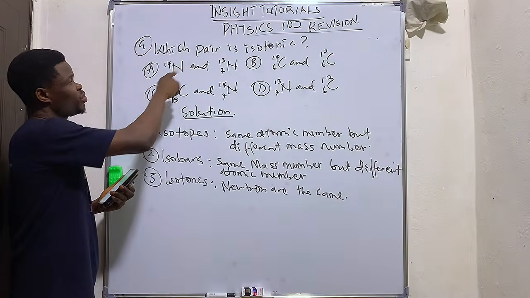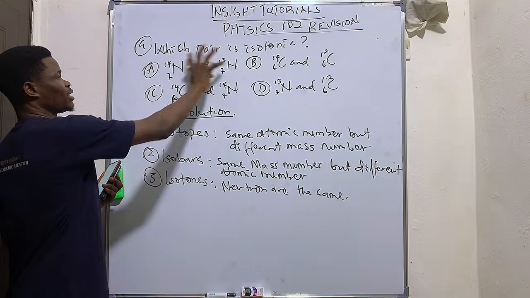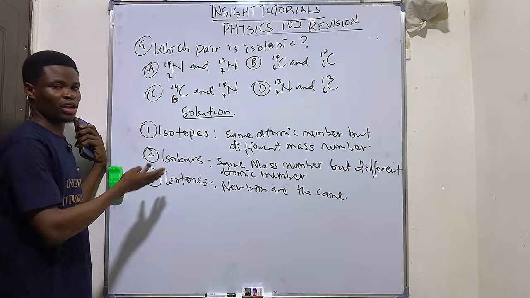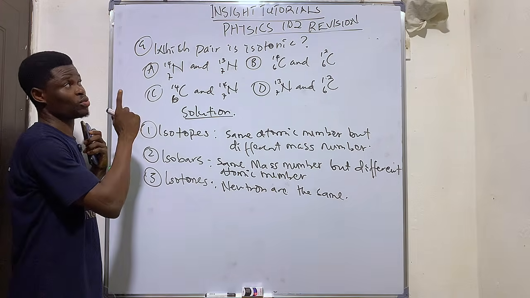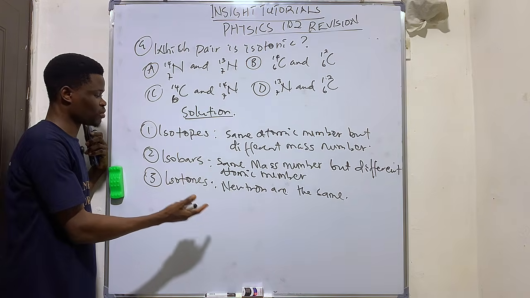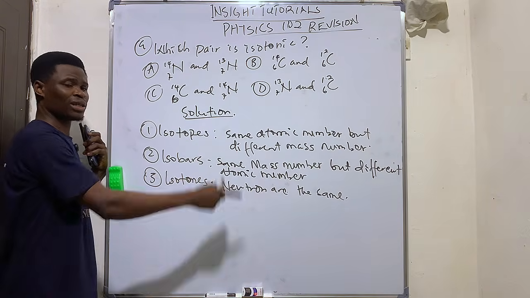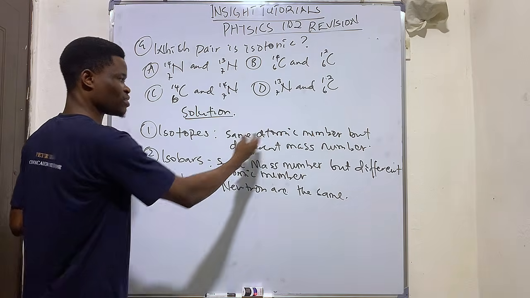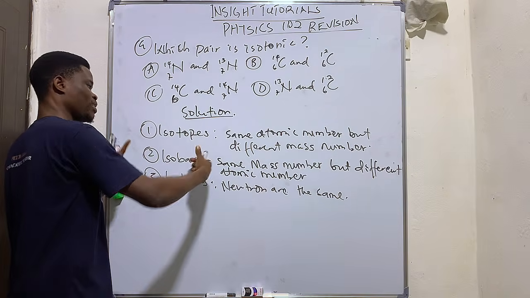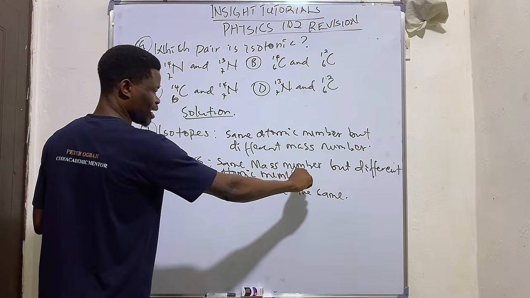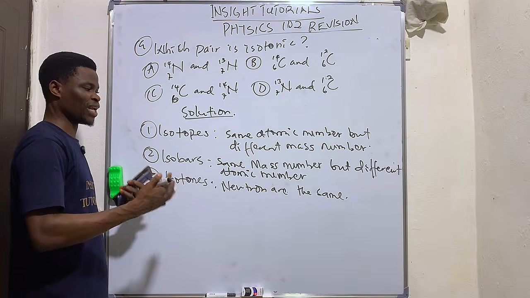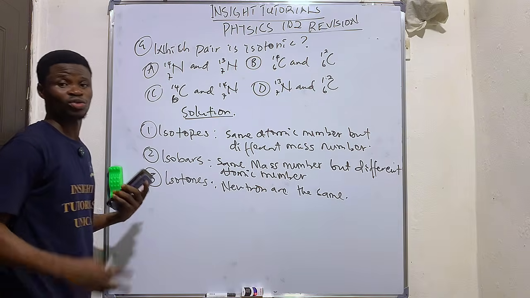All right, we have a question here that says which pair is isotonic, and look at all the elements that are listed in their various options. Now, I quickly wrote down something here that is very important for you to note. For us to be able to answer this question, we must understand these three keywords: isotopes, isobars, and isotones. Isotopes are simply elements of the same atomic number but different mass number. An isobar is the opposite of an isotope. It is the same in mass number but different in atomic number. Isotones are simply when the neutrons of the elements are the same.